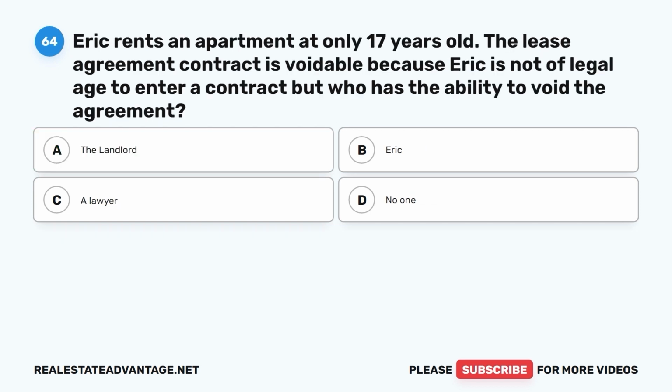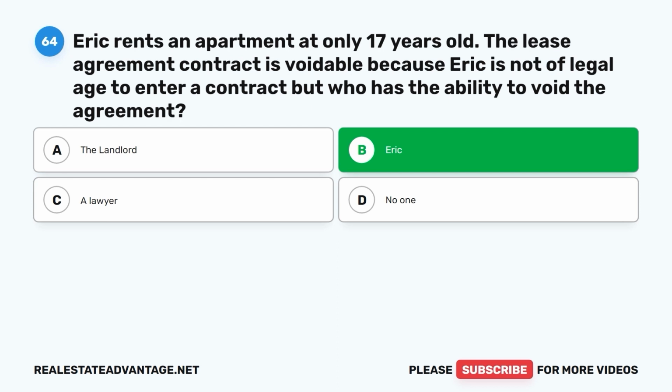Question 64. Eric rents an apartment at only 17 years old. The lease agreement contract is voidable because Eric is not of legal age to enter a contract, but who has the ability to void the agreement? A. The landlord. B. Eric. C. A lawyer. D. No one. The correct answer is B. Eric.